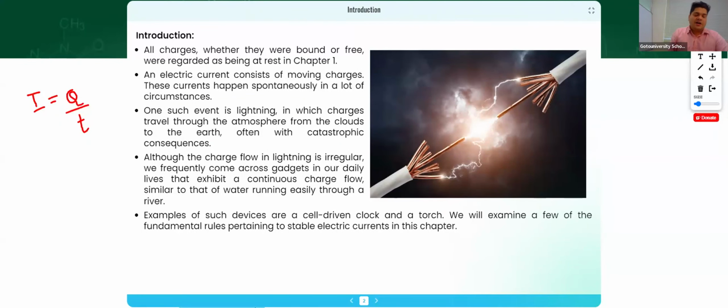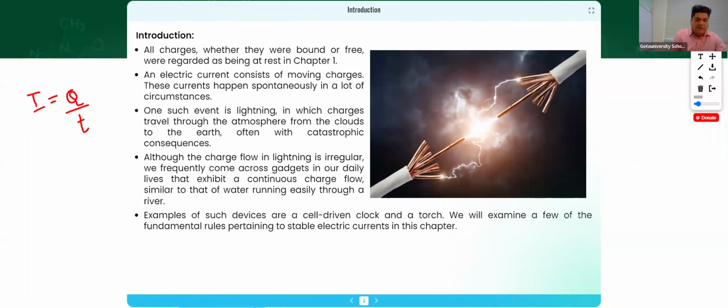In the first chapter, we studied charges which were at rest. In the second chapter, we studied what will happen when charge is put into an electric field. In the third chapter, we are going to study what will happen when charge starts to flow. This flow of charge is known as current. Okay, so what is charge?